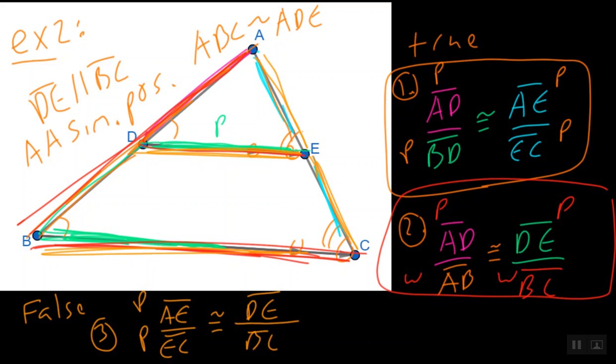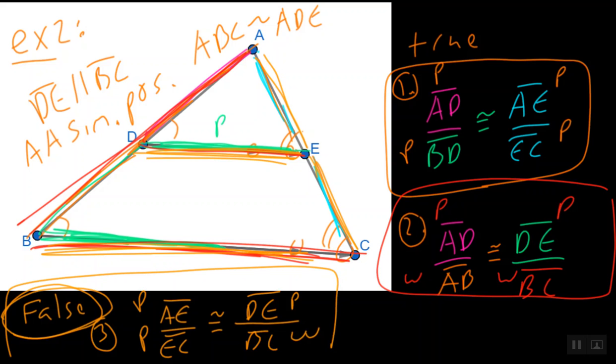Okay, well, check it out. We know DE is in fact a part, but BC is unfortunately a whole, and so part over part cannot be congruent to part over whole. And so that's an example of a false statement.